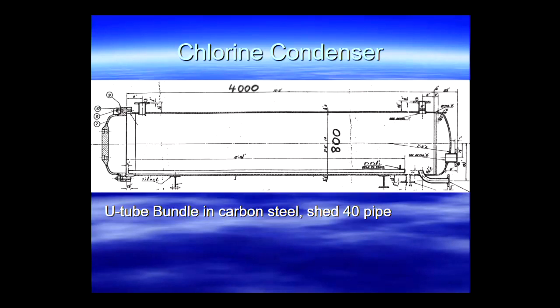In reality it didn't look quite so pretty, and this was the actual U-tube bundle. It was in carbon steel, it had schedule 40 pipe tubes, so it had 2-inch tubes, schedule 40, which means that they are around about 4 millimetres thick. I got a call one day saying, we've had a failure of this vessel and we want to buy some schedule 160 pipe.